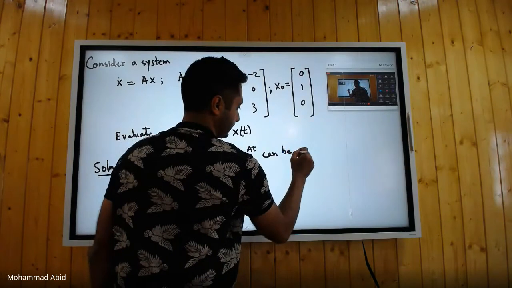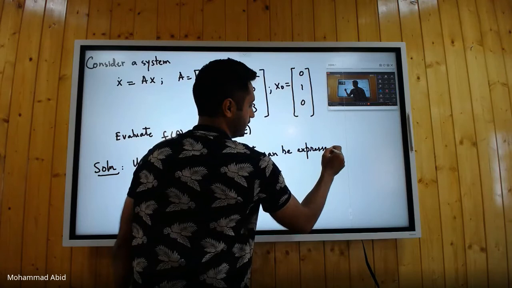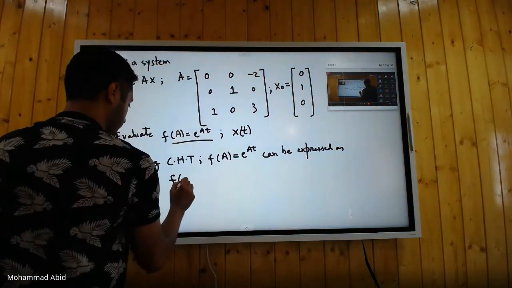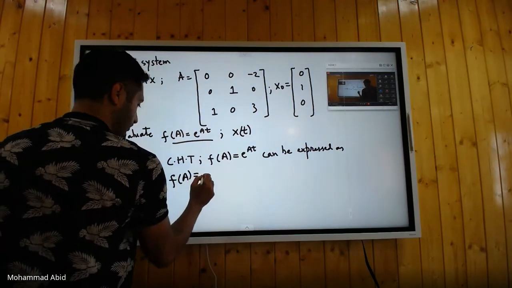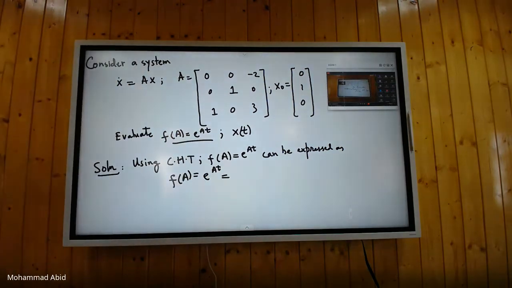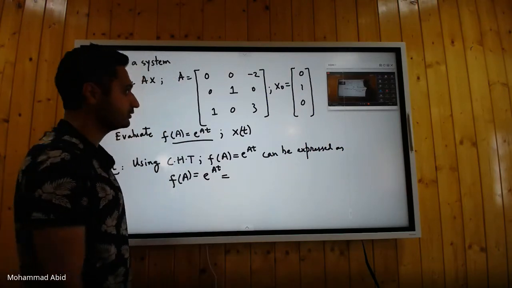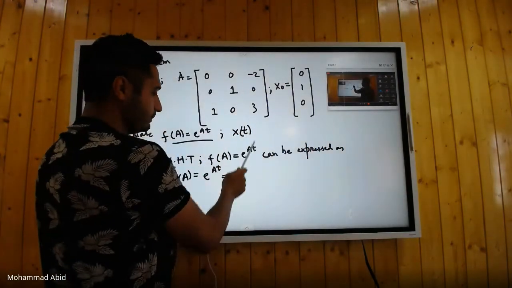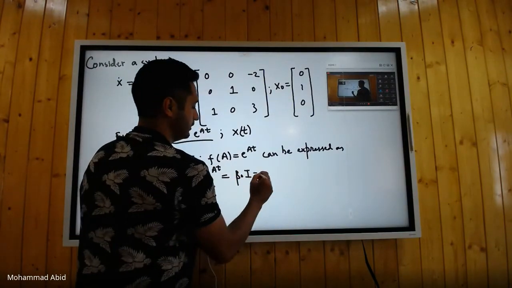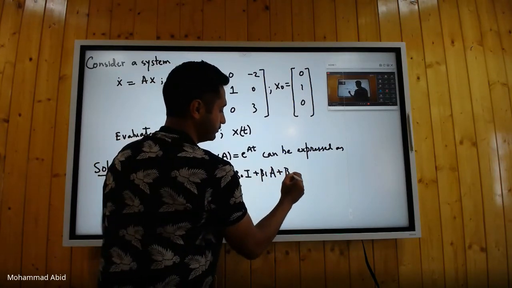So this can be expressed as f of A equal to e to the power At, which is given. That's equal to what? It's equal to the remainder polynomial जो आपने भी देखा of degree n minus 1. अब यहाँ पे जो है degree is 3, so यहाँ पे degree एक कम होगी. So beta naught I plus beta 1 A plus beta 2 A square, isn't it?